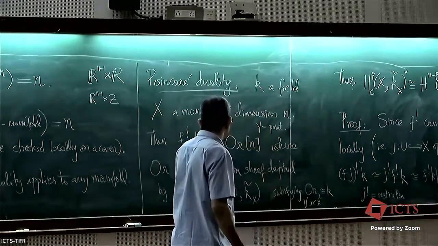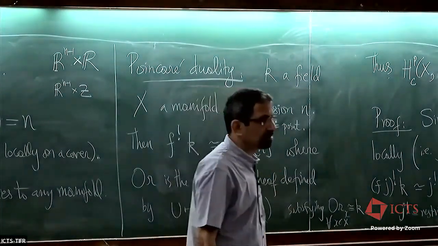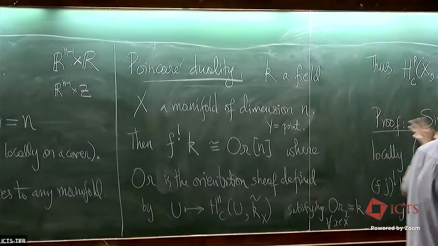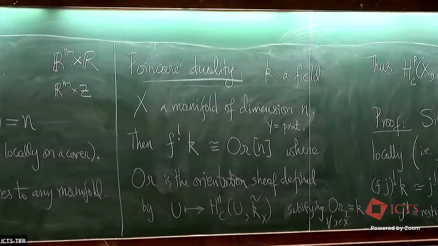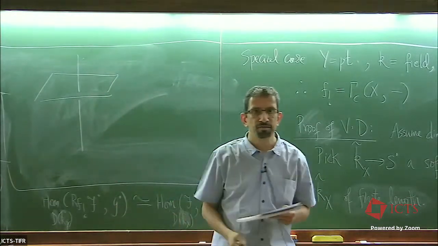Yes, so this is in the derived category. This is a derived category isomorphism. But it's isomorphic to a single sheaf when it's a manifold. In this case, it is not isomorphic to a single sheaf. It will have at least two homologies, exactly two: one corresponding to the plane, one corresponding to the line.